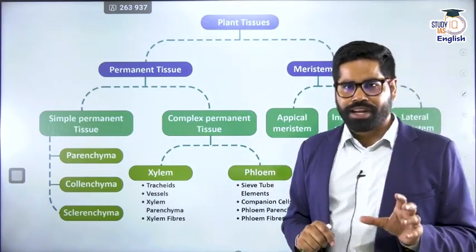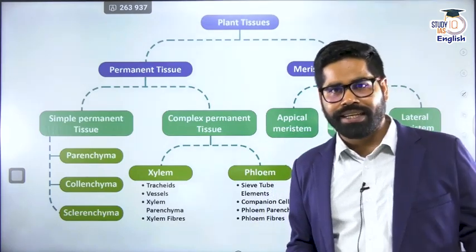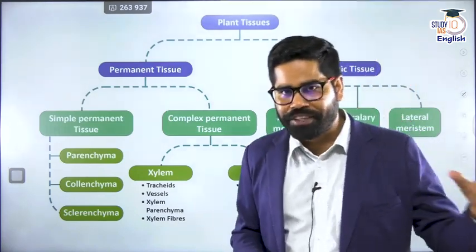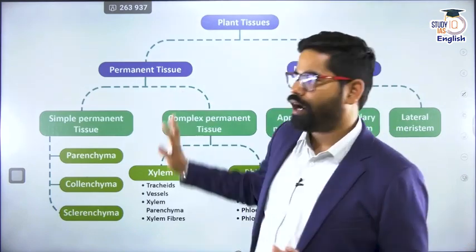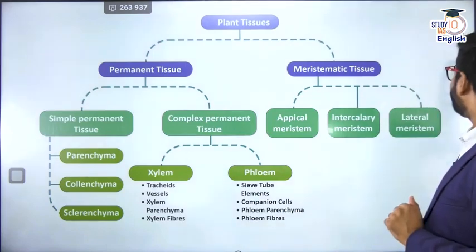So meristematic tissues are those which grow into different types of cells, and those different cells can acquire a specific function. Then they can even become part of the permanent tissue structure. So let us see about them one by one.